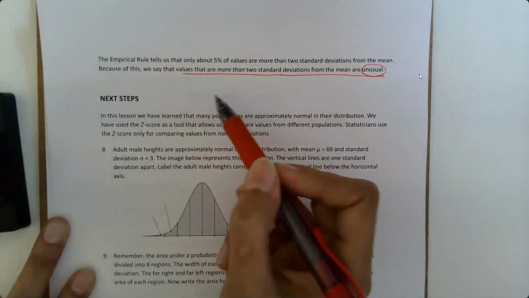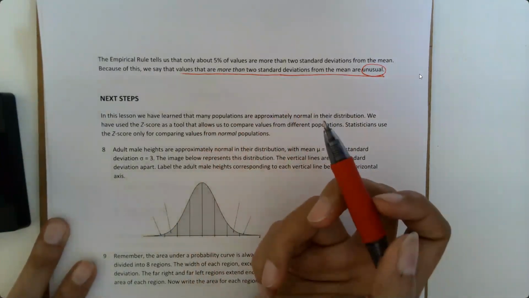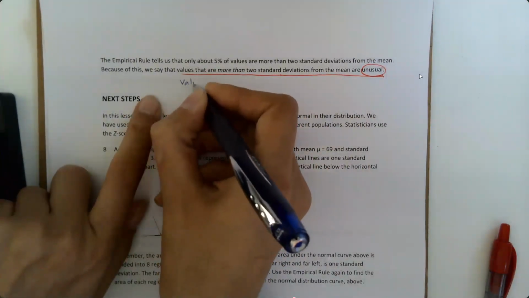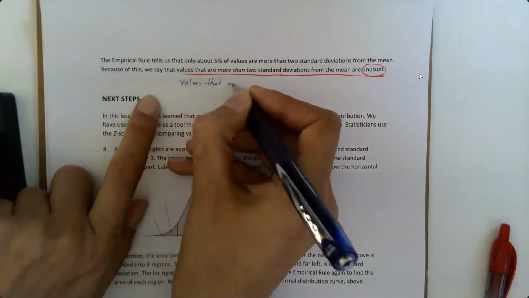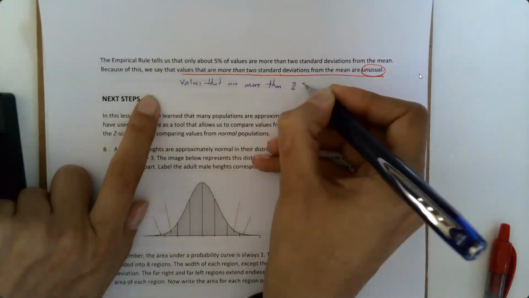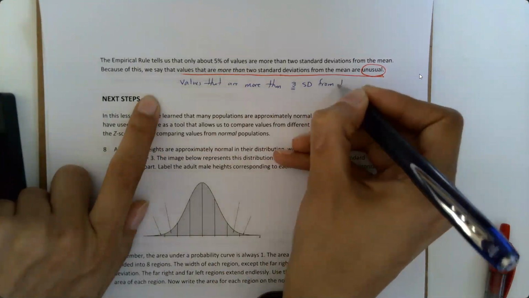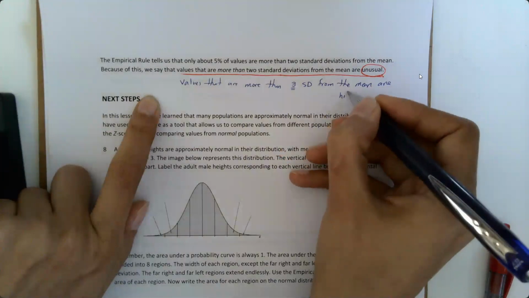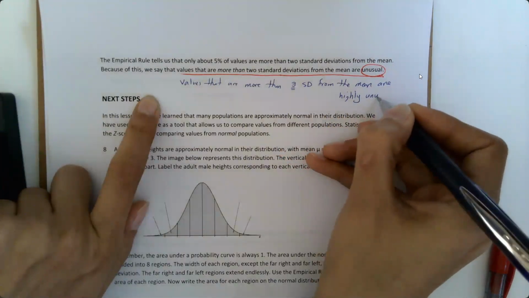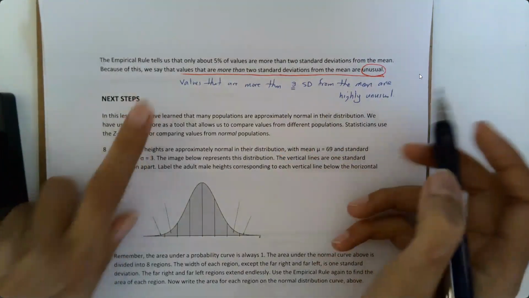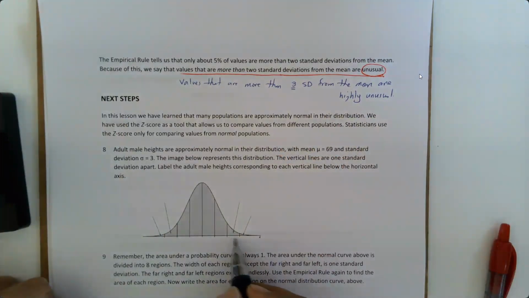If they are more than 3 standard deviations, we call them highly unusual. So values that are more than 3 standard deviations from the mean are called highly unusual. Note that unusual and highly unusual values are near the tail of your graph.